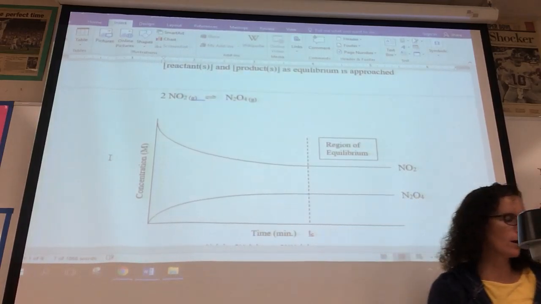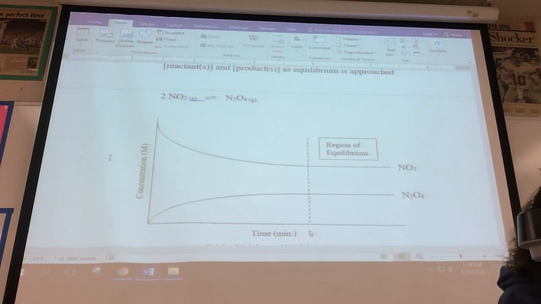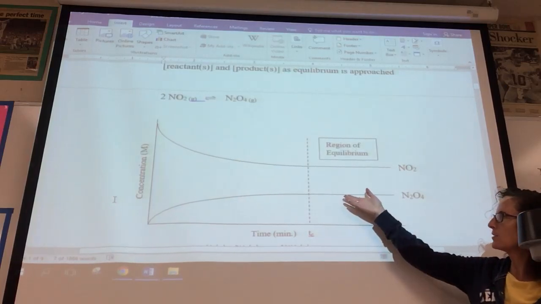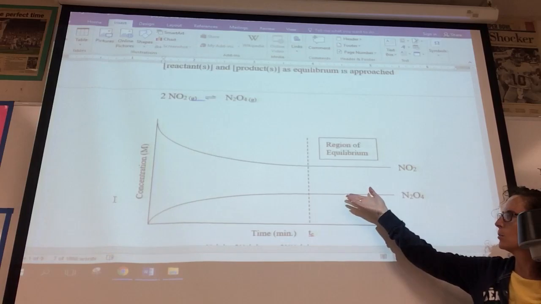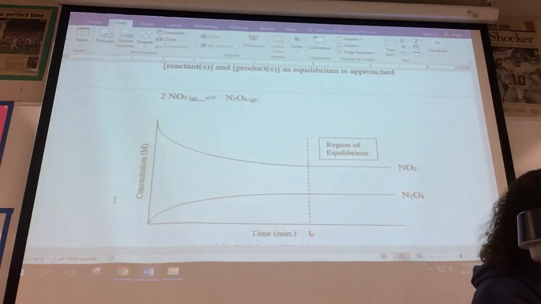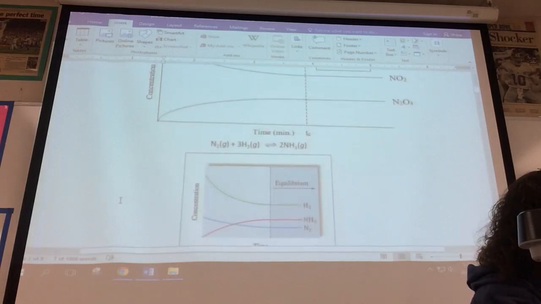And I'm showing you these graphs this year. You'll probably see them in college chem. You'll definitely see them in AP chem. But the more you see, the more you're likely to remember. I'm not going to assess you on this per se, but you do want to understand that reactants get consumed. Their concentrations will decrease over time. Products get generated. Their concentrations will increase over time.